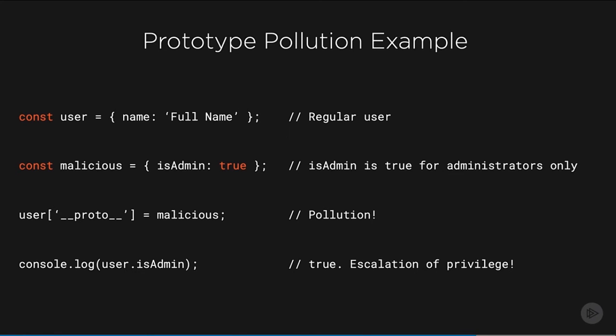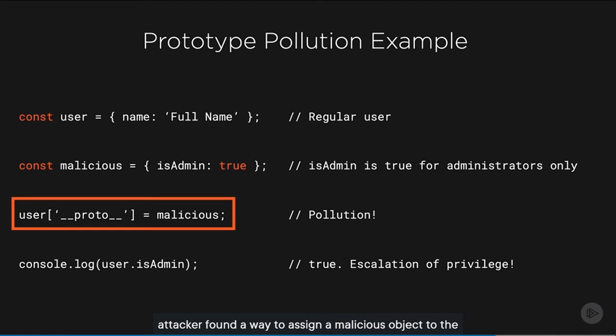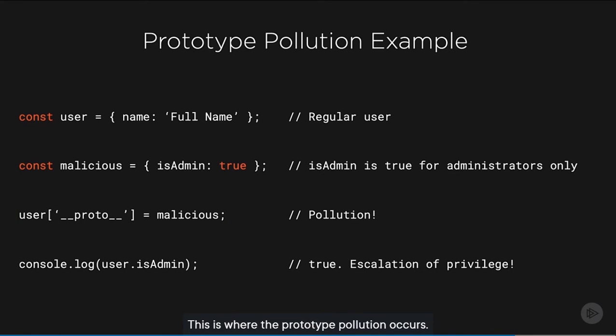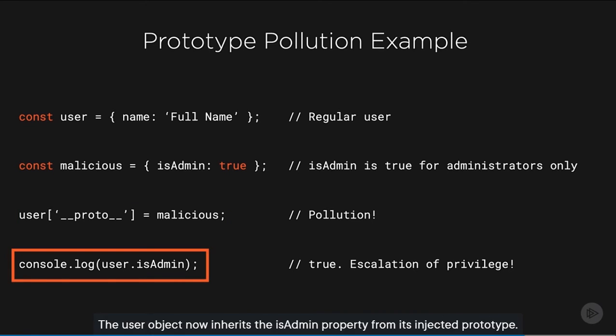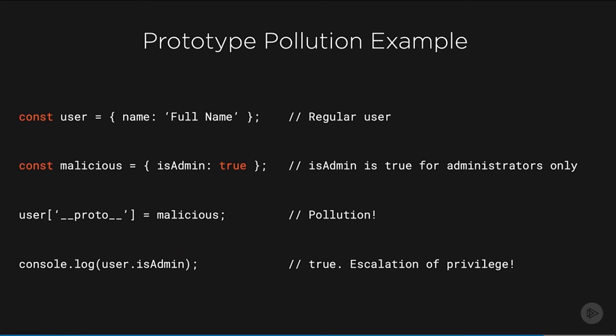In our example here, the attacker found a way to assign a malicious object to the special __proto__ property of the user object. This is where the prototype pollution occurs. The user object now inherits the isAdmin property from its injected prototype. Any access control code that grants additional privileges to system administrators based on the presence and value of this property can now be fooled, and if the attacker controls the user that was a victim of this attack, they can escalate their privileges to that of a system administrator.